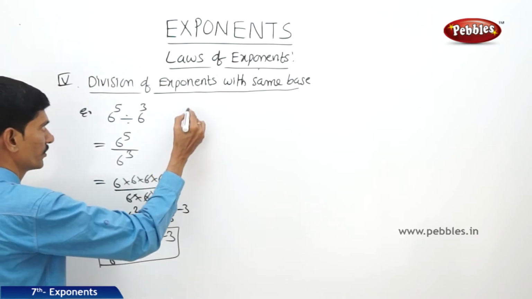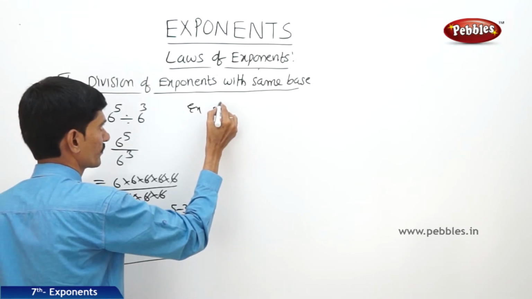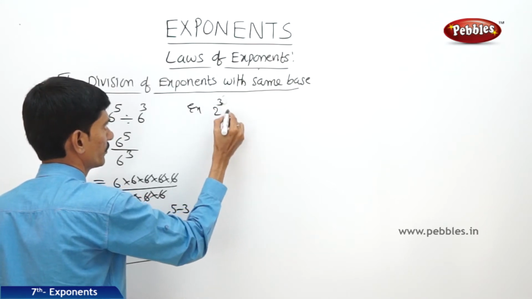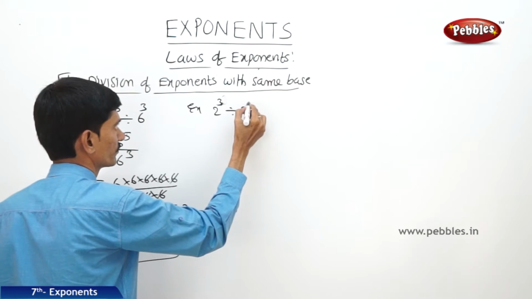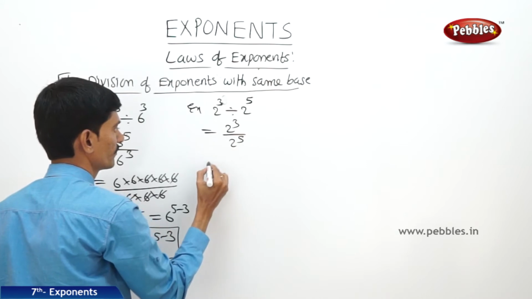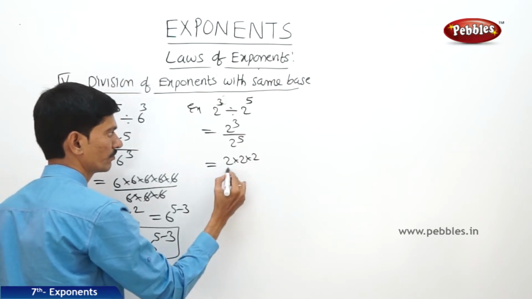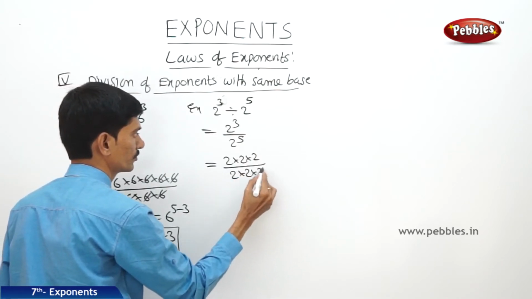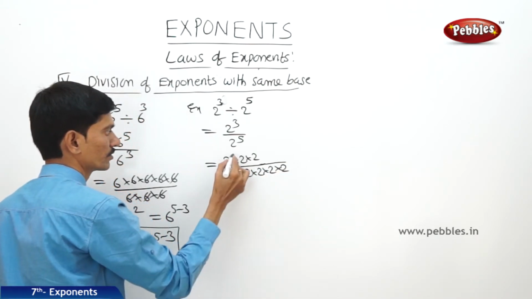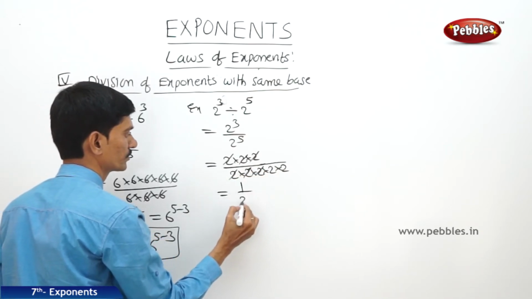Now if you take any other example, 2 to the power of 3 divided by 2 to the power of 5. So this equals 2 to the power of 3 by 2 to the power of 5. 2 to the power of 3 means 2 into 2 into 2, by 2 into 2 into 2 into 2 into 2, 1, 2, 3, 4, 5 times. So three 2's get cancelled. Then we get 1 by 2 square.